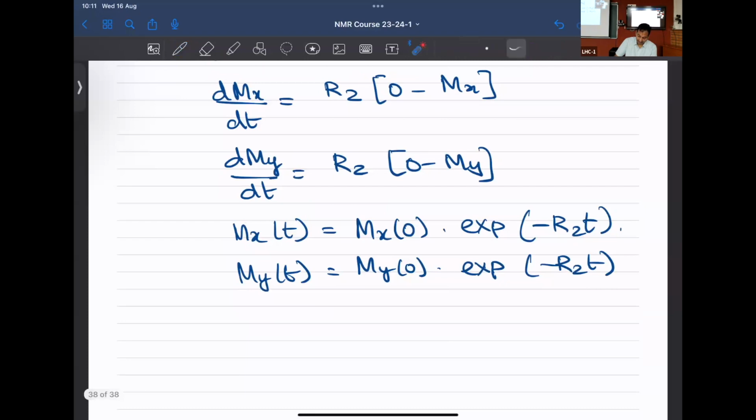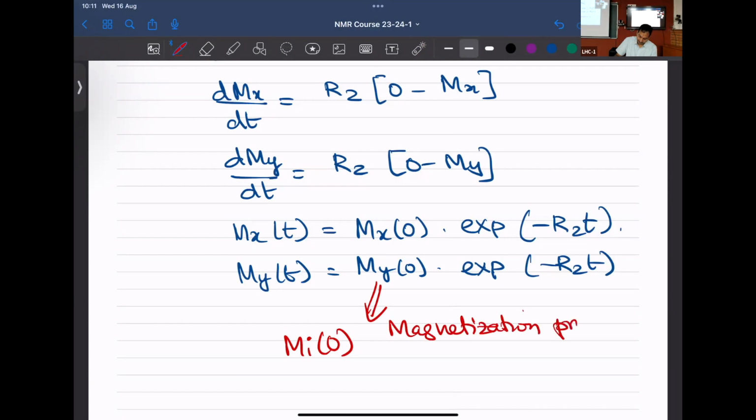For people who are still confused on what is this Mx of 0 and what is this My of 0, these are magnetizations. I'll write Mi of 0, magnetization present along ith axis after application of pulse.